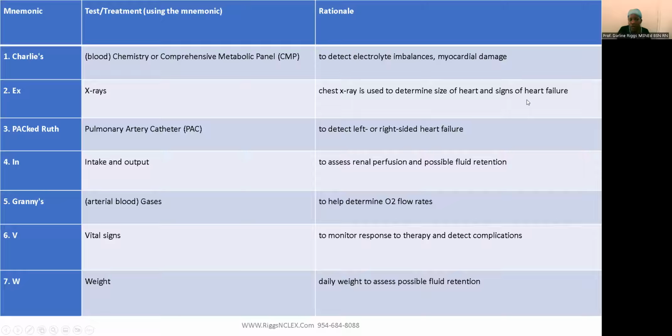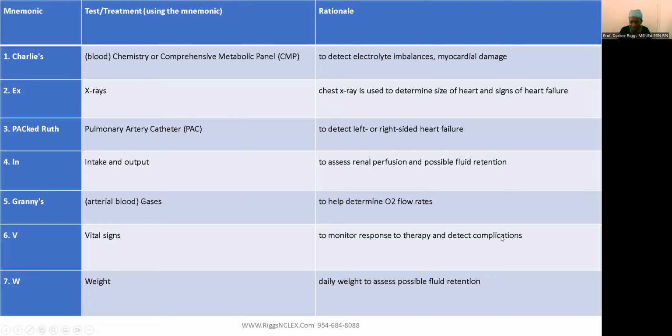We want to do a pulmonary artery catheter pack. That's going to tell us left versus right-sided heart failure. We're always monitoring I&O. We need to make sure their kidneys are still working. If not, they may be retaining fluid. We're going to do an arterial blood gas, which I know I haven't gone over the details with, but we will. And they're always getting oxygen and on a pulse ox.